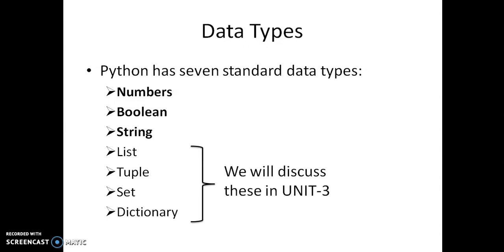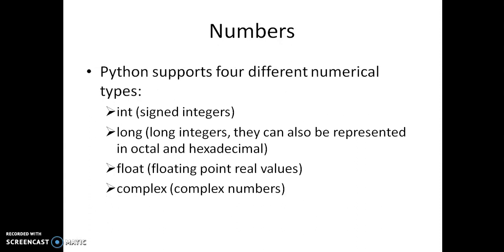These topics, list, tuple, set, and dictionary, we'll discuss in the next unit. Let us go to the next topic, numbers. Numbers are of different types of values we have in the language. Integer values are signed or unsigned values without any fractions, and long values are integers represented in a larger range than the normal integer, and octal and decimal can also be represented as long values. Float values are the values which have both a fractional part and a real part.